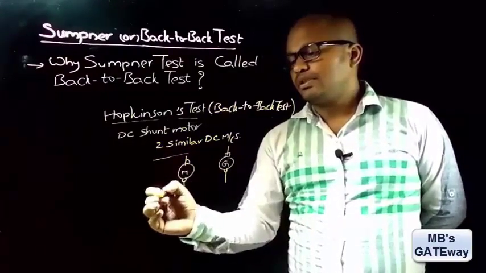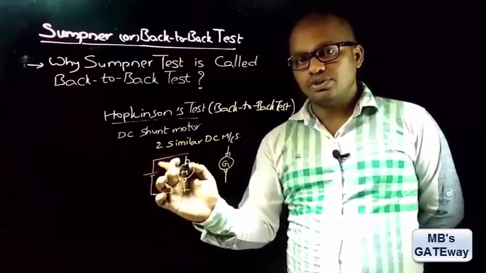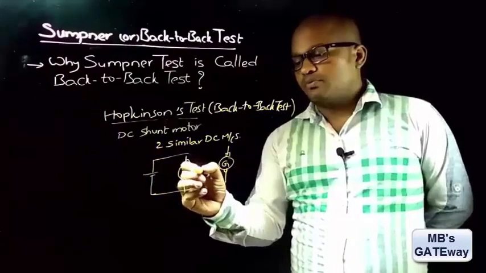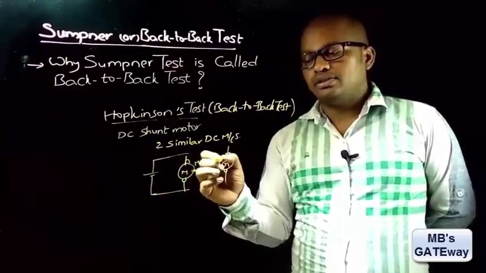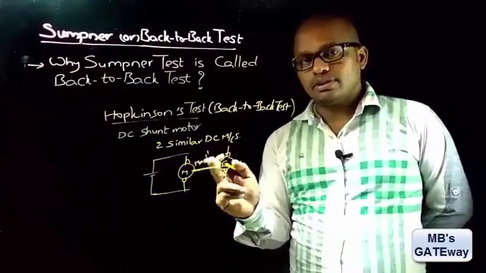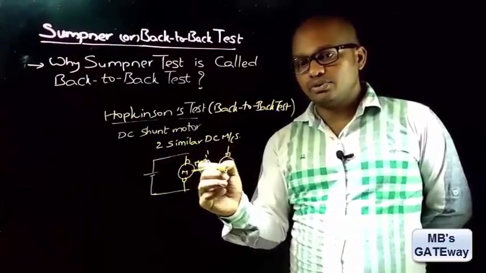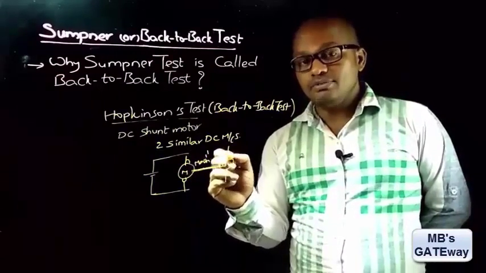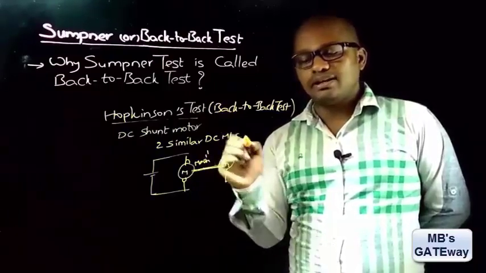If the input supply is given to this DC machine, as electrical energy input is given to it, this machine will run as a motor. So the output from the DC motor is mechanical energy output. If you give this mechanical energy output to the generator as input, that is, by coupling the shafts of the motor and generator, you provide mechanical energy input to the generator. And as this machine is now receiving mechanical energy input, it will run as a generator. So the output is electrical energy.